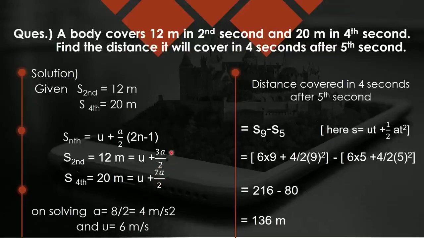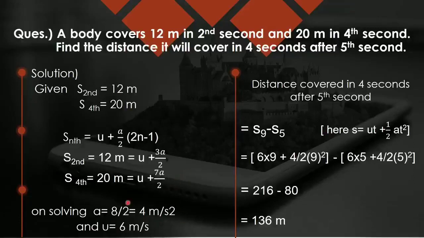So these are the two equations you are getting. You need to work it out quickly. If you subtract both the equations, then minus, this will be minus, this will be minus, this will be minus. So u will get cancelled, and minus 8 you will be getting minus 7 minus 3, 4a by 2. It means 2a. So 2a you are getting equals 8. So you are getting a equals 4 meter per second square simply by subtracting these two equations.